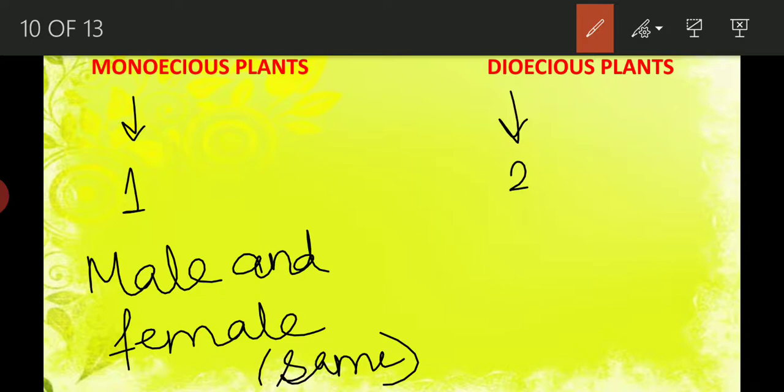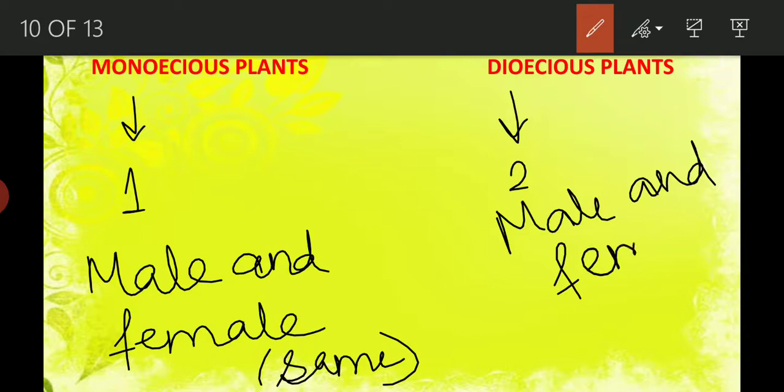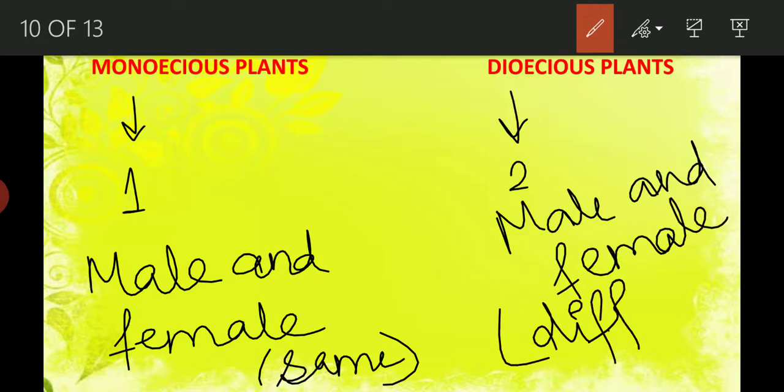But in case of dioecious plants, the male flower and the female flower grow on different plants. For example, papaya is a dioecious plant. Here, the male flower and the female flower grow on different plants.